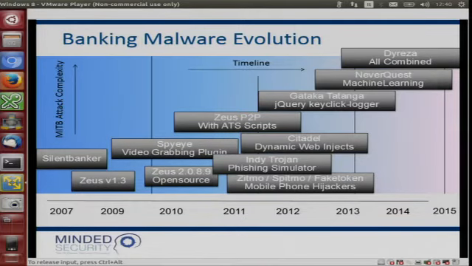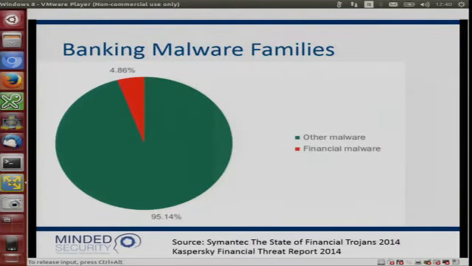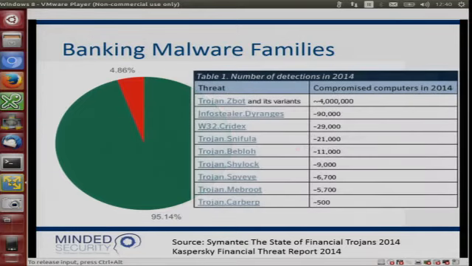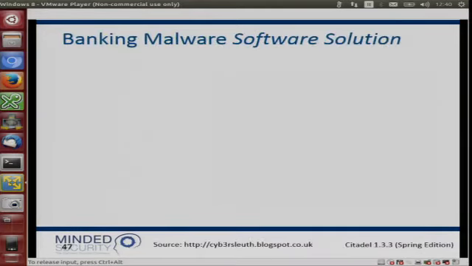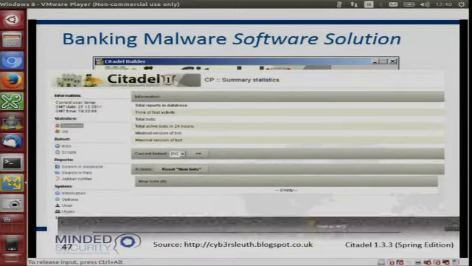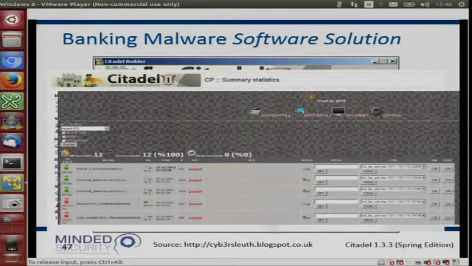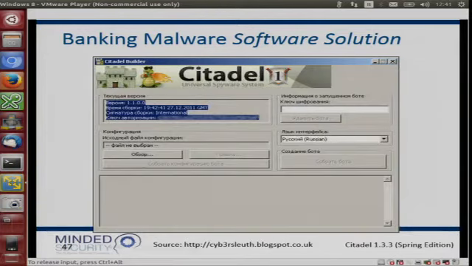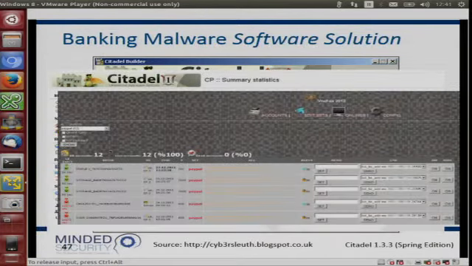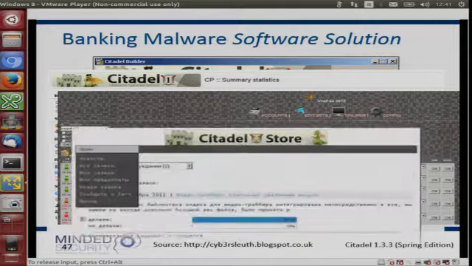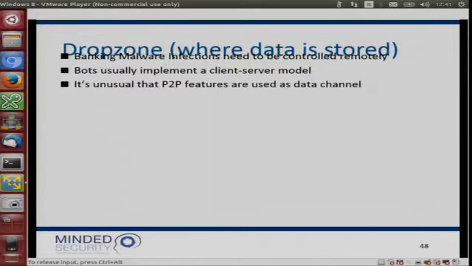There are a lot of malware for doing banking attacks. Even if there are a lot, they cover just 4% of all malware families. They are also sold with remote online support as a ticketing system. You see that, for example, for Citadel, they are writing that there are some bugs in the banking malware software that the malware authors are using, and they ask for a fix.